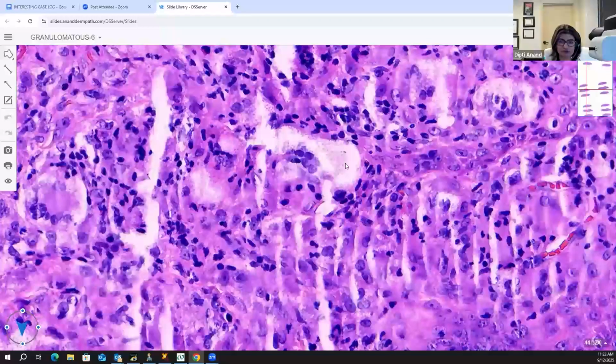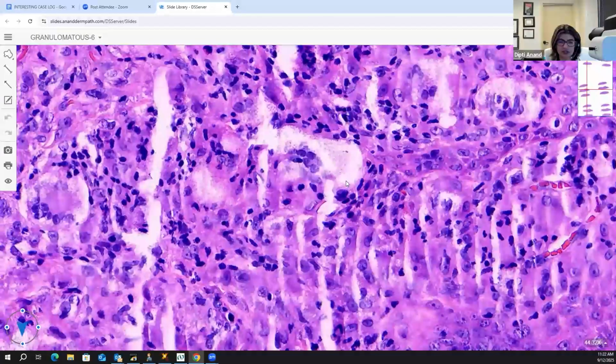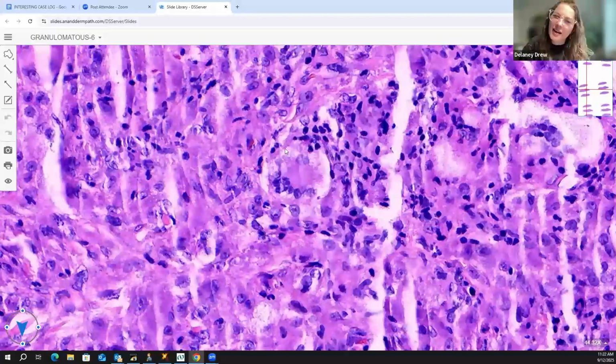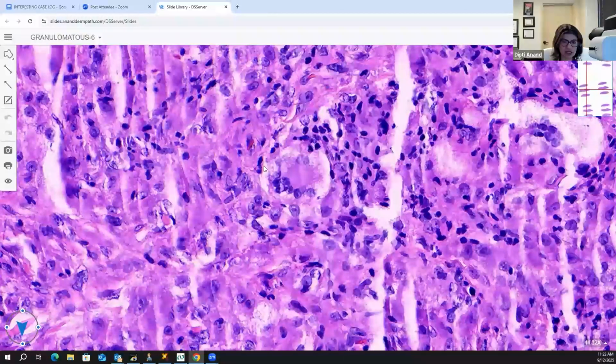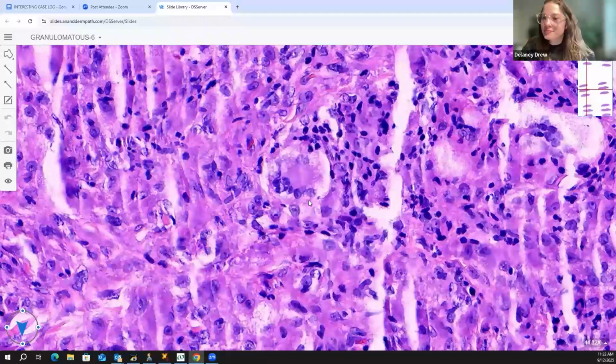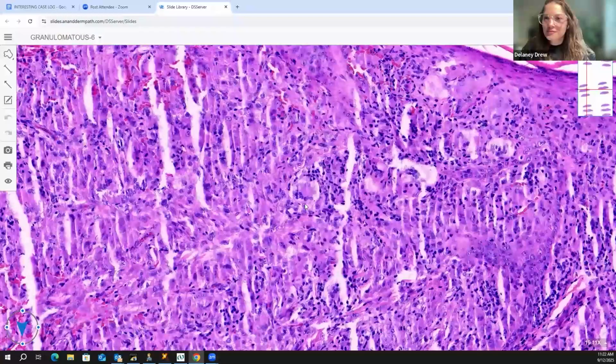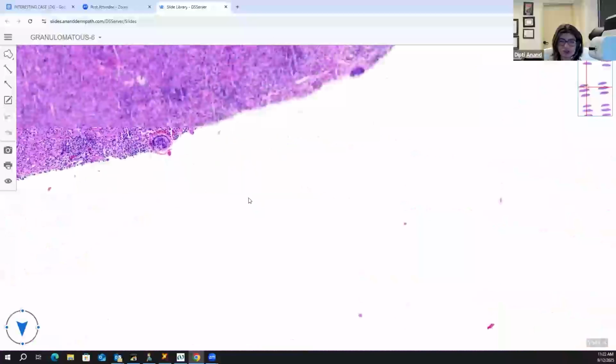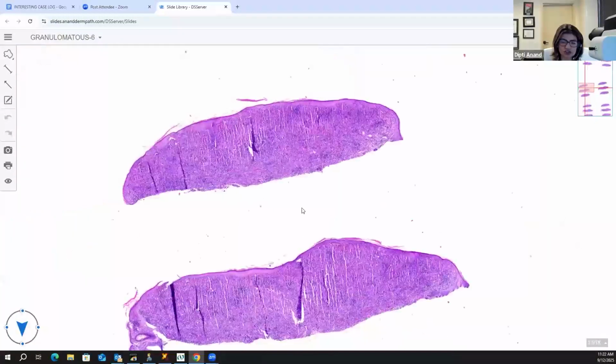Here's another one. You see that? This is a better one. You see that? Yeah. See the ring of nuclei, the dense pink cytoplasm, and then the xanthomatized cytoplasm around it. So this is a xanthogranuloma, based on the architecture of the lesion.